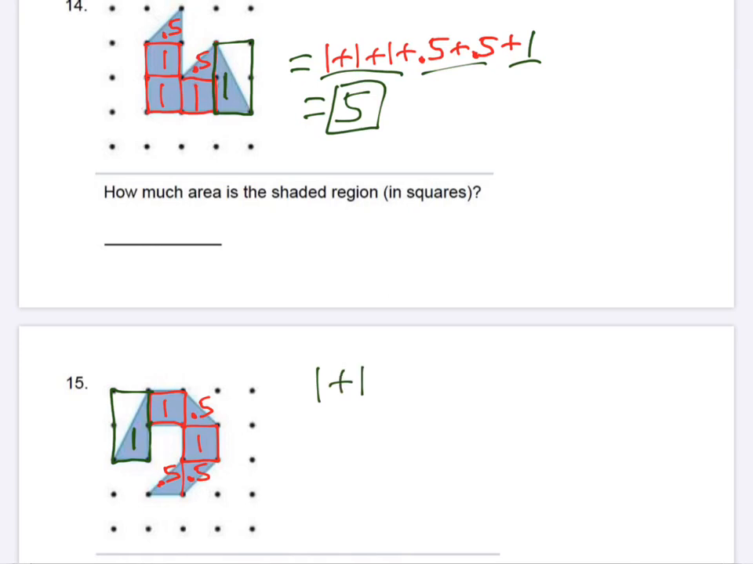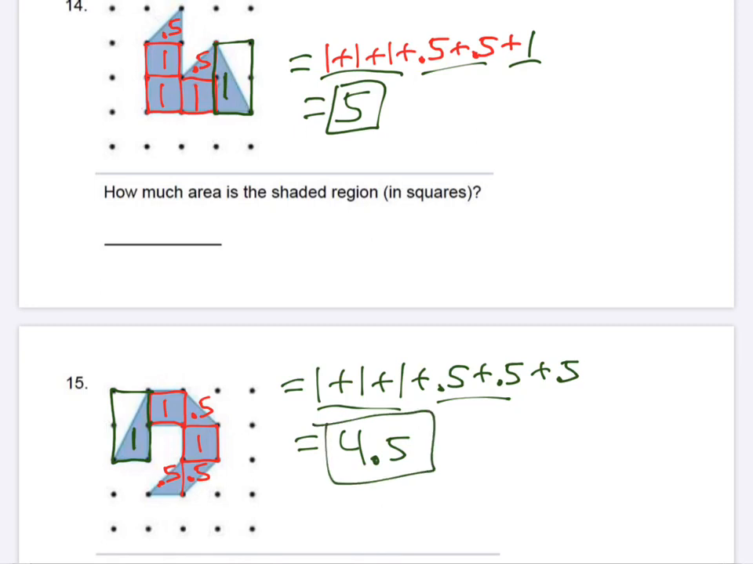So we have 1 plus 1 plus 1 plus 0.5 plus 0.5 plus 0.5. 1, 1, 1, 0.5, 0.5, 0.5. What's that? 3, 4.5. 4.5 squares fill up that area.